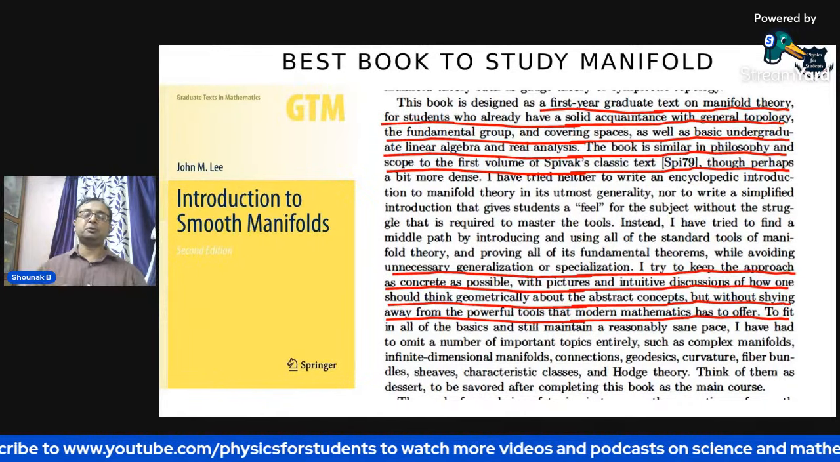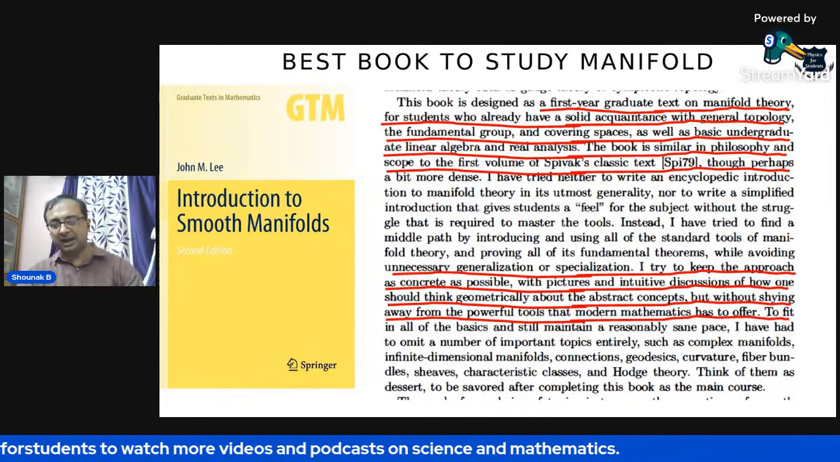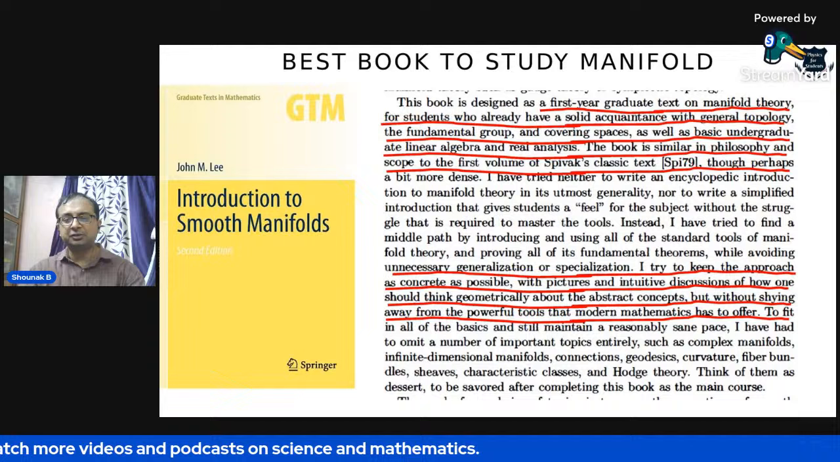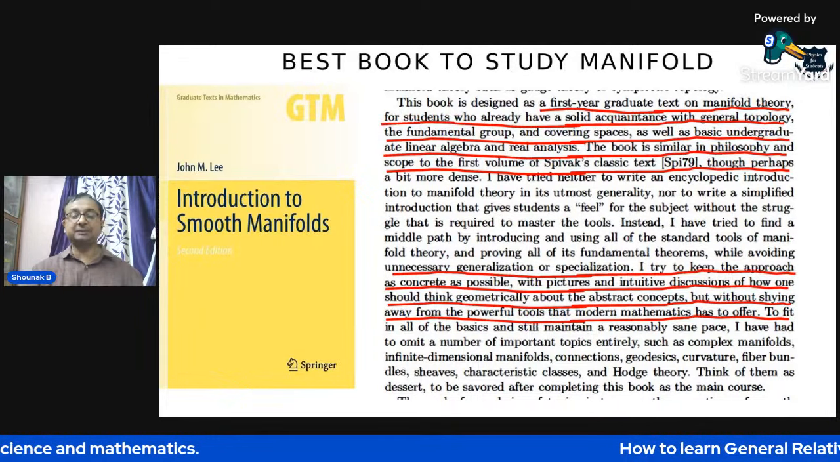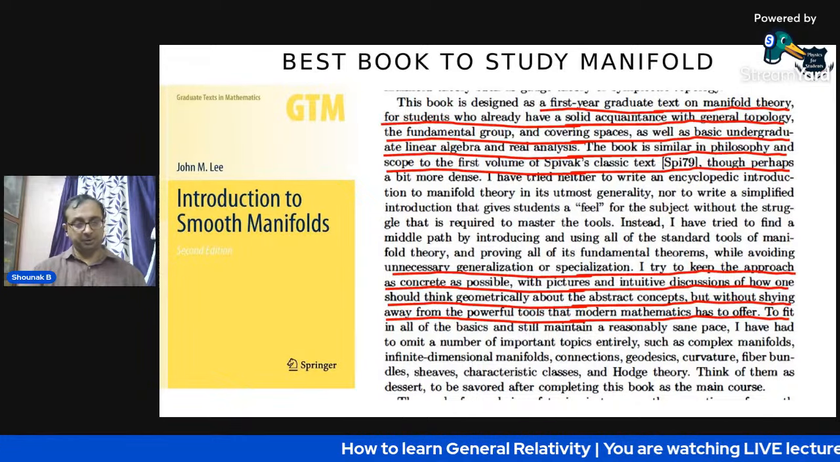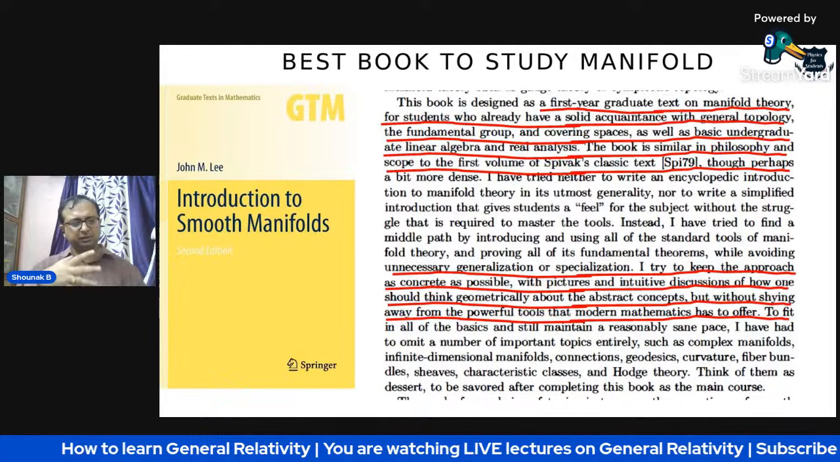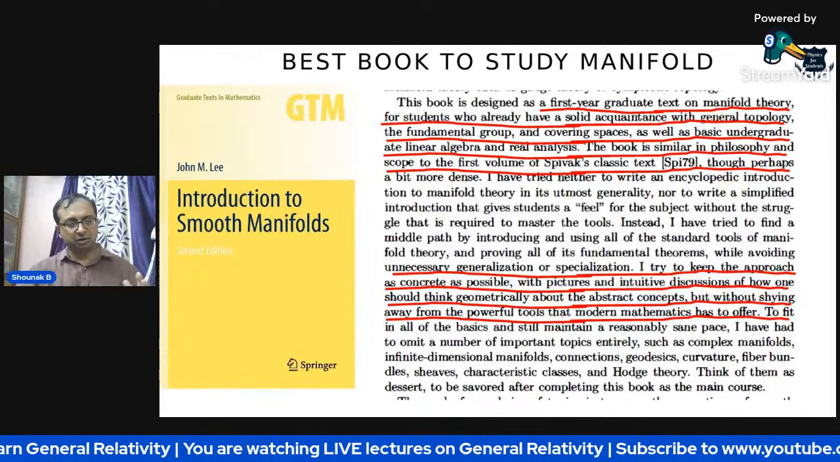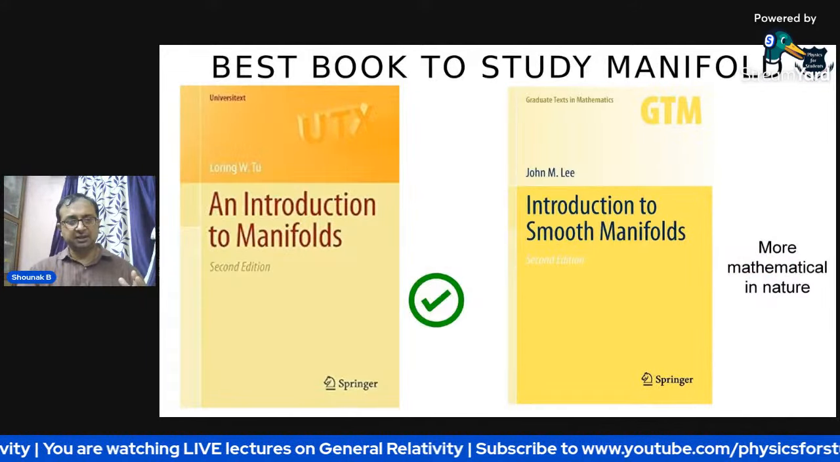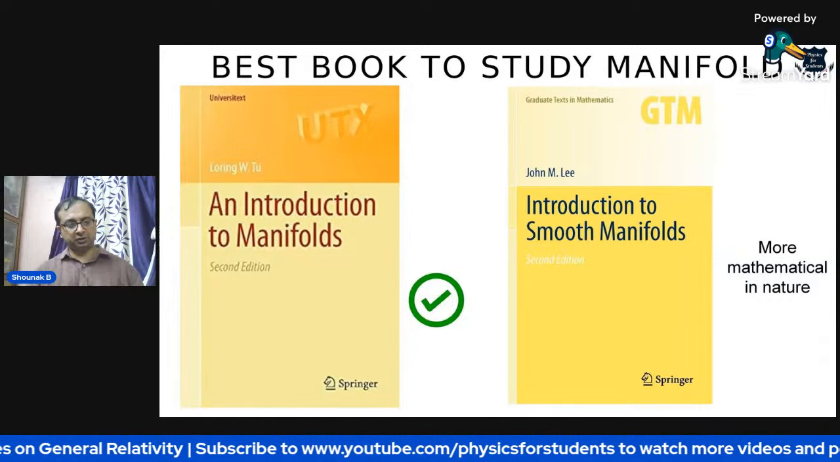That means this book assumes that you need to know a little bit of topology, but, as I have highlighted, it tries to keep the approach as concrete as possible with pictures and intuitive discussions, etc. That means that this book would require an understanding of topology. Now, let us assume you don't know topology, because topology is something a little bit advanced, which is not taught in undergrad or grad classes. What to do? I would say, let us start with Introduction to Manifolds.